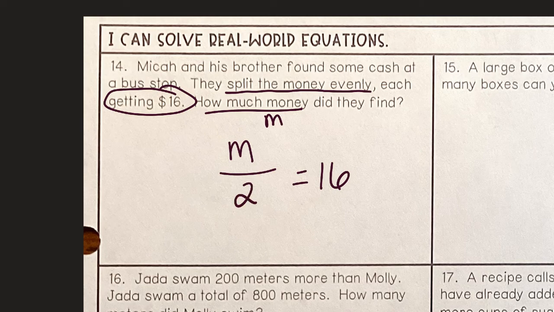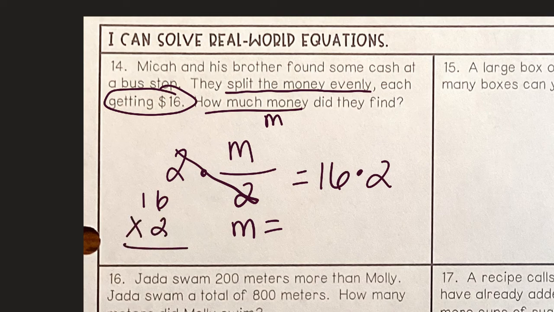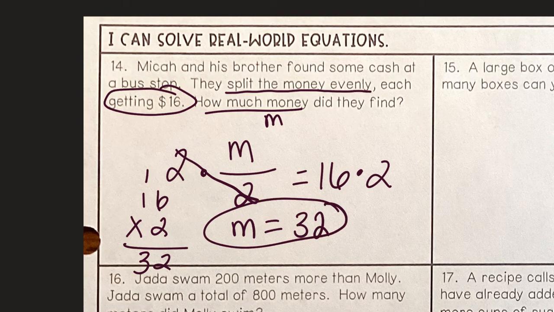coming out to 16 per brother. So in order to solve this problem, in order to solve for m, I'm going to have to do my inverse operation, which is multiplication, because right now m is being divided by 2. So that means I'm going to multiply by 2 on both sides, canceling out my 2's over here, leaving my m by itself, which is equal to 16 times 2. Now 16 times 2, 2 times 6 is 12. I'm going to carry my 1, 2 times 1 is 2, plus that 1 I carried over is 3, giving me a total of 32 for m.